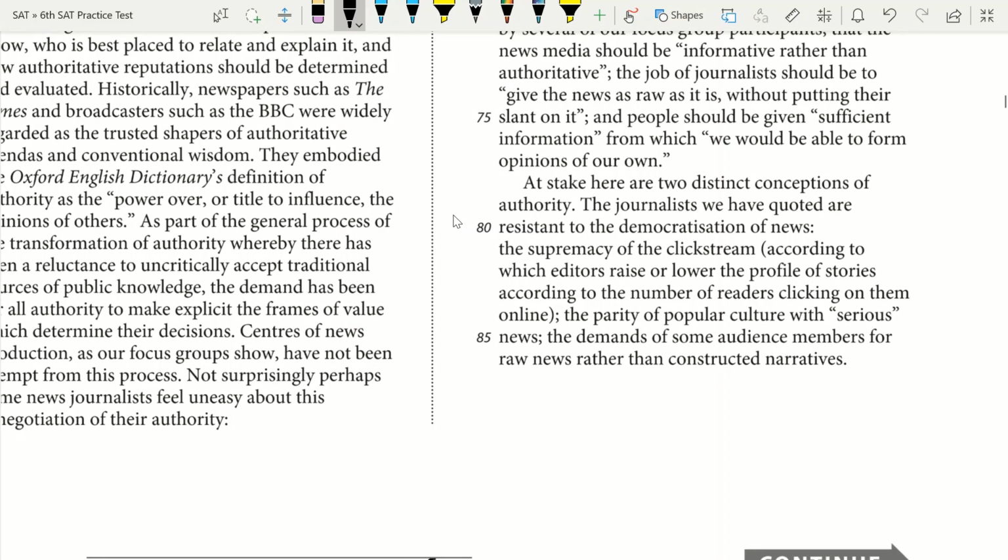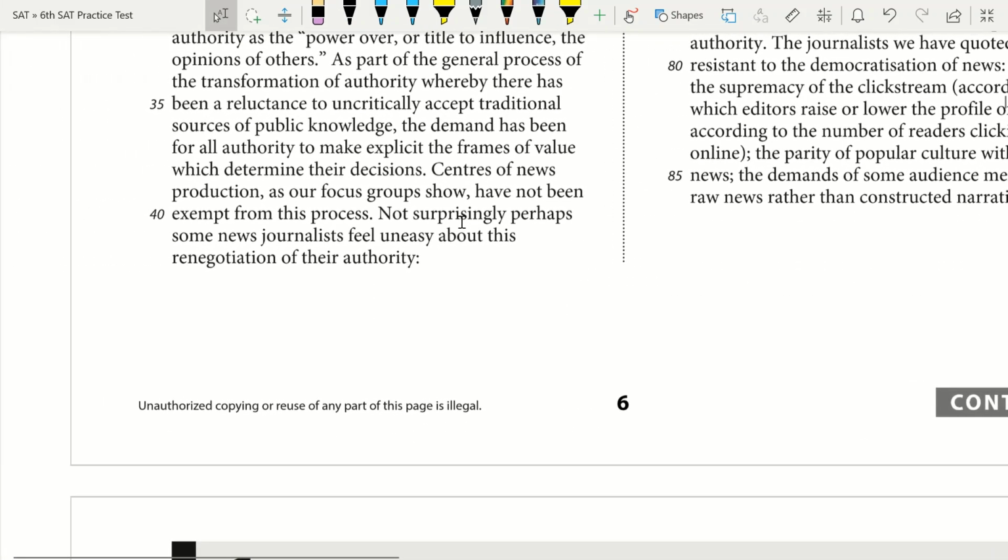At stake here are two distinct conceptions of authority. The journalists we have quoted are resistant to the democratization of news, the supremacy of the clickstream according to which editors raise or lower the profile of stories according to the number of readers clicking on them online, the parody of popular culture with serious news, the demands of some audience members for raw news rather than constructed narratives.